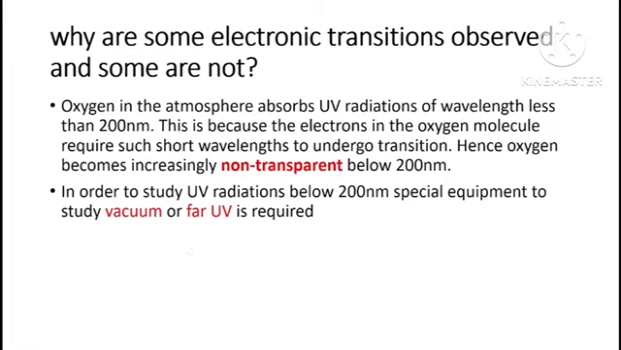So we say that in order for us to study such radiations, we need what? Vacuum or far UV equipment that is designed specially to study such radiations. How? It means that in order to study radiations that have wavelength below 200 nanometers, you should exclude air in the environment. So definitely you have to work in a vacuum condition where there is no air, there is nothing. Please, are you following? Good.